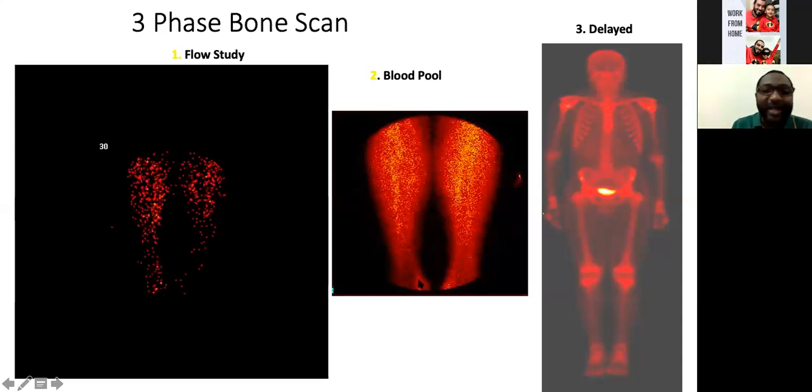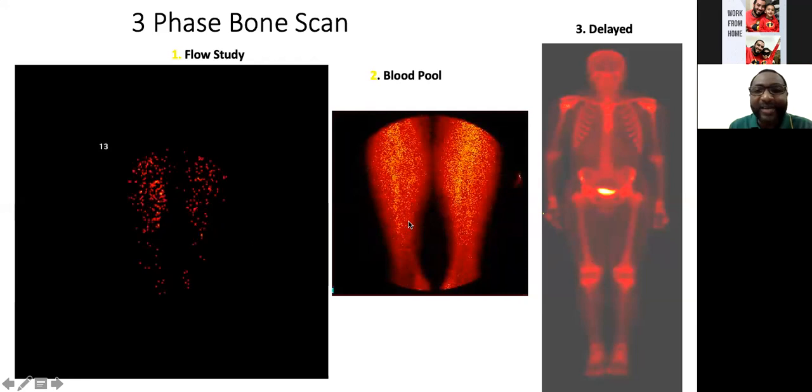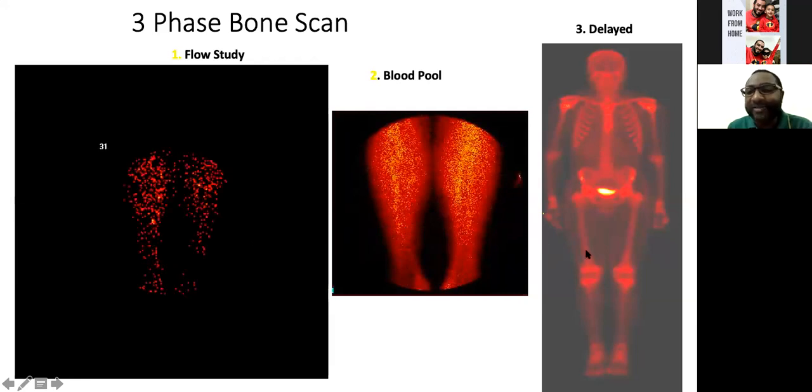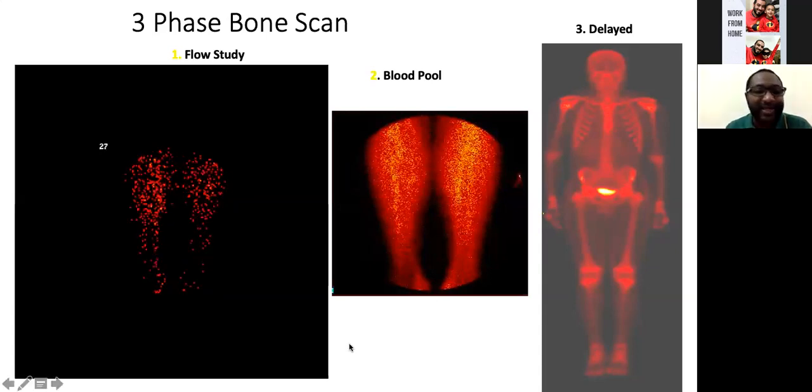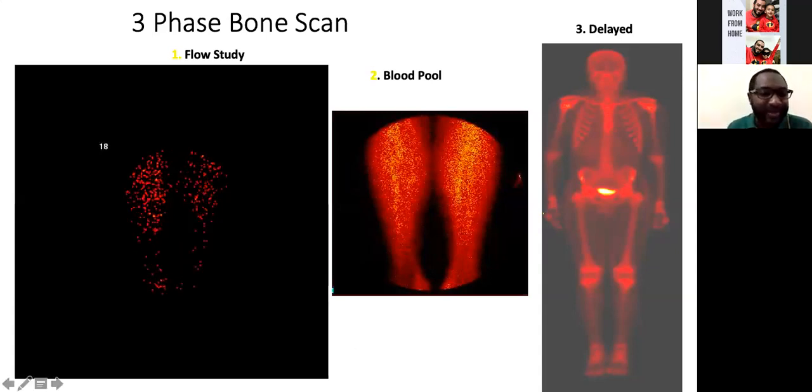On the other hand, if it is osteomyelitis, you will have an increase in blood flow. You will have an increase in tissue. And in the delayed film or in the delayed acquisition, you will have increased uptake at that affected site. So it means that in osteomyelitis, all three phases of the bone scan will be positive. I will show you examples in the subsequent slides.